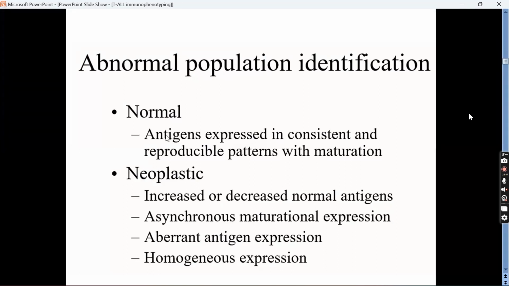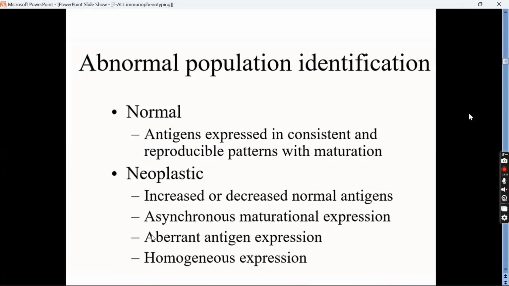Normal antigens are expressed in consistent and reproducible patterns. Again, I'm telling you, this is not very important. This comes into play when you get a mediastinal mass for flow cytometry, because normal maturation is happening in the thymus. Basically the clinician will send you saying mediastinal mass, query thymoma, query TLBL. In that case only, you have to find the maturation pattern for T cells. In marrow, immature cells are not seen, so any immature cells you find, you will give it as disease.